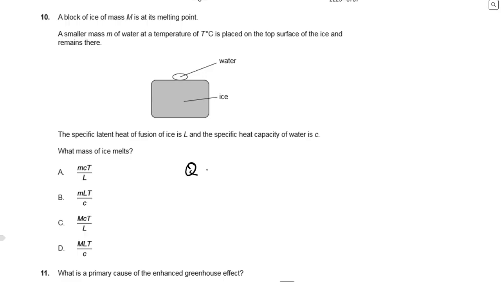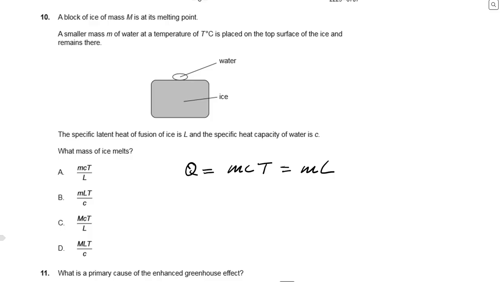Okay, so we have Q supplied by the water to the ice to cause the ice to melt. Okay, Q supplied by the water is mcT, right? It's at melting point, so that's 0. So there's no delta T, it's just T. And then that energy is then used to melt the ice, right? We're trying to find the mass melted, so we just equate it to ML. That's our specific latent heat of fusion, right?